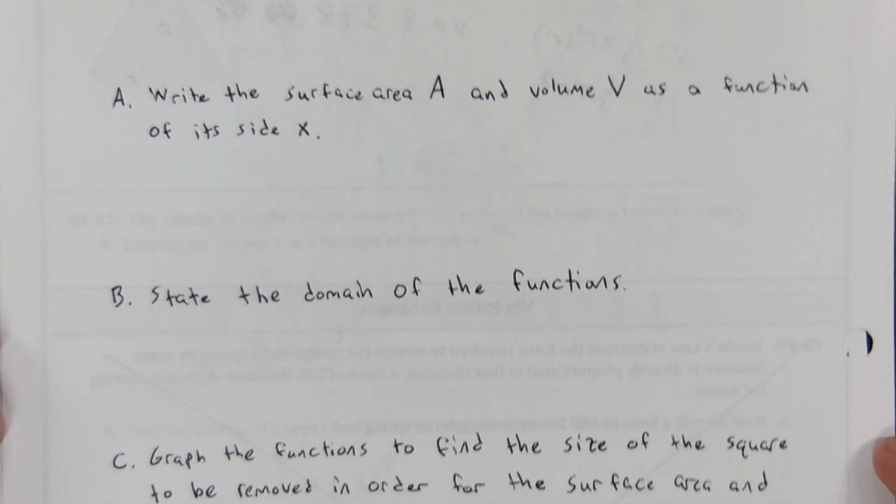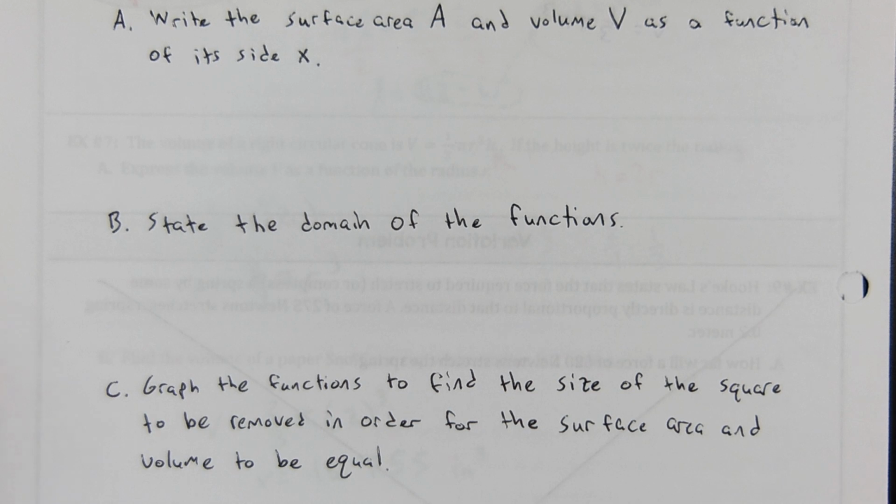Part C says graph the functions to find the sides of the square to be removed in order for the surface area and volume to be equal to one another. And now that question is bomb diggity. This one's from my own brain. That's a good question.